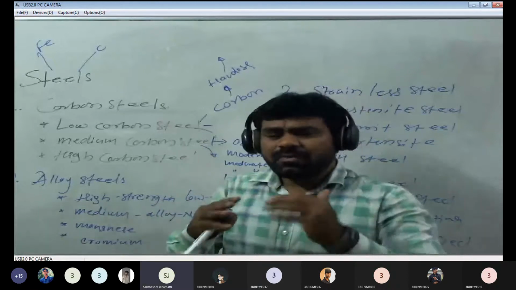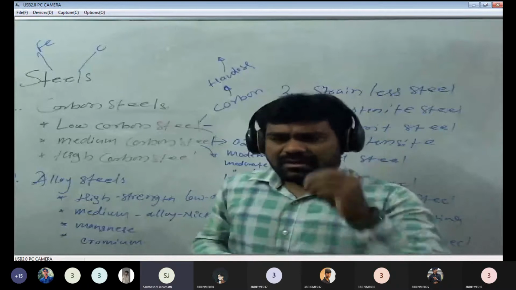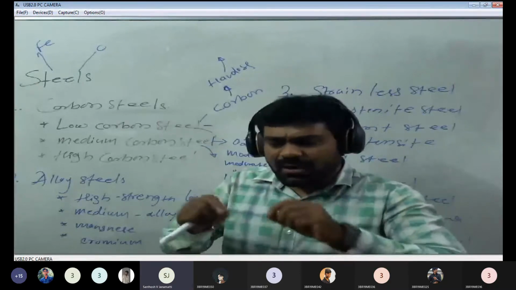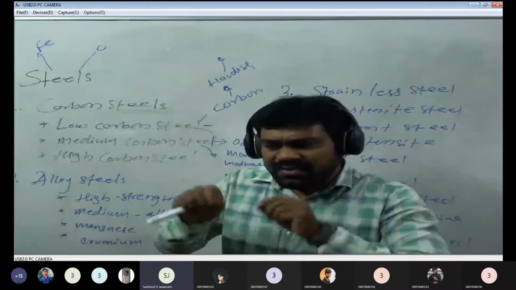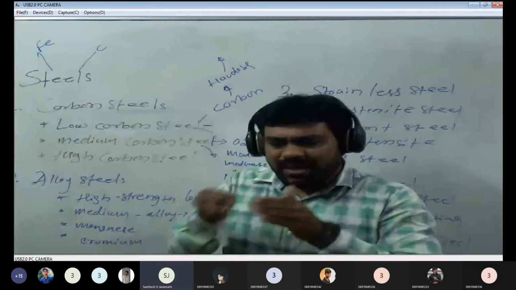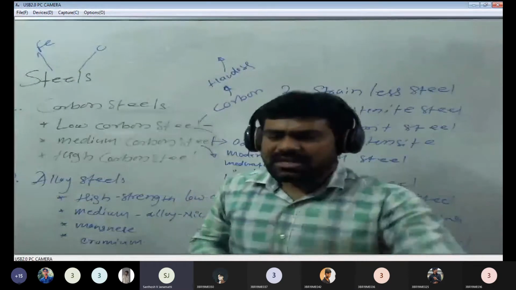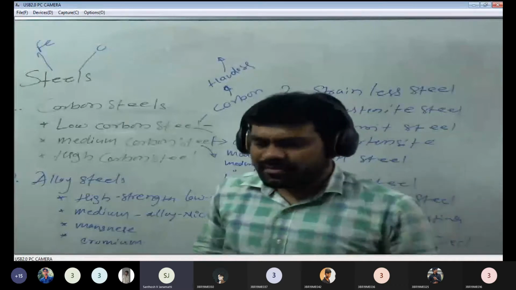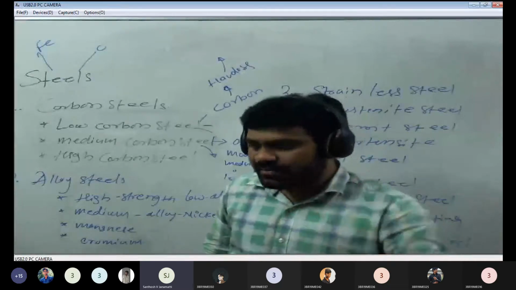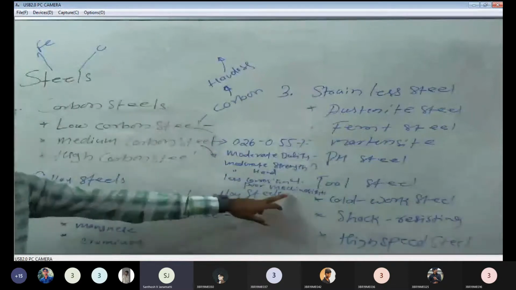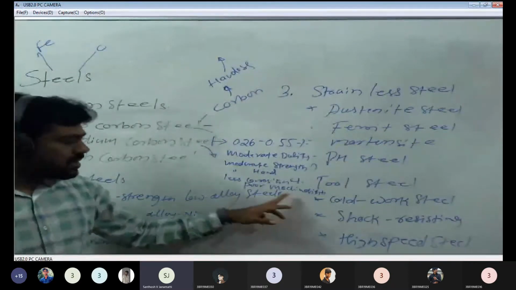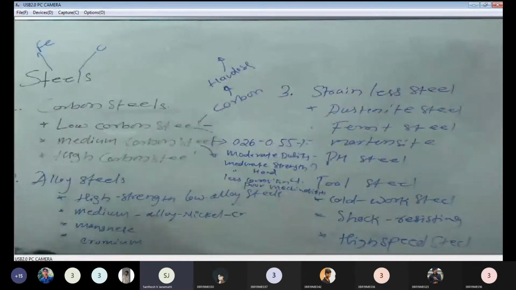So always, when we want to construct something by processing or machining, the work material should be removed easily by the tools we are using. That is machinability. A material should have good machinability while we are constructing something. We need this machinability in that particular material. But here the machinability is poor.